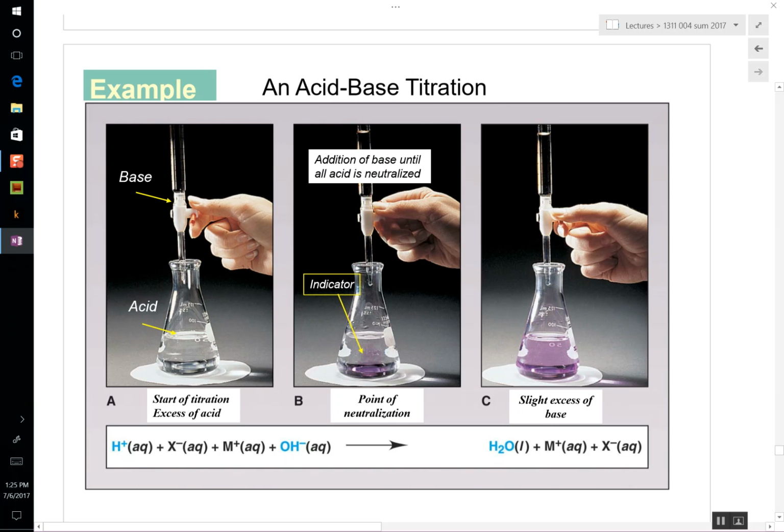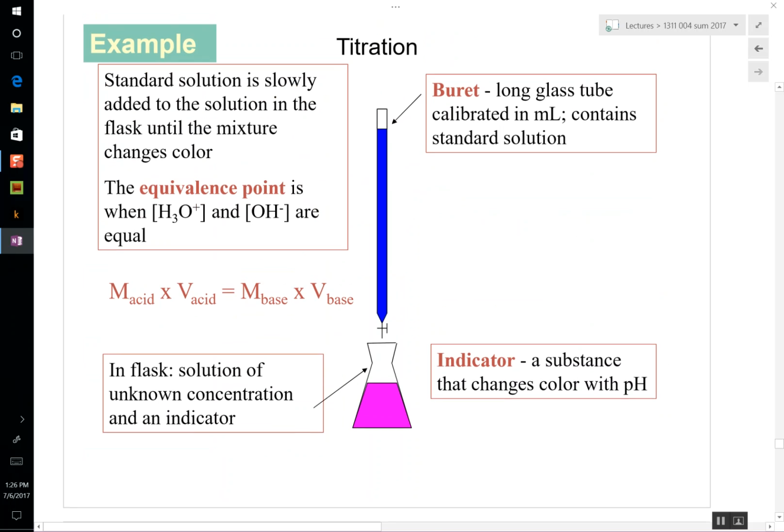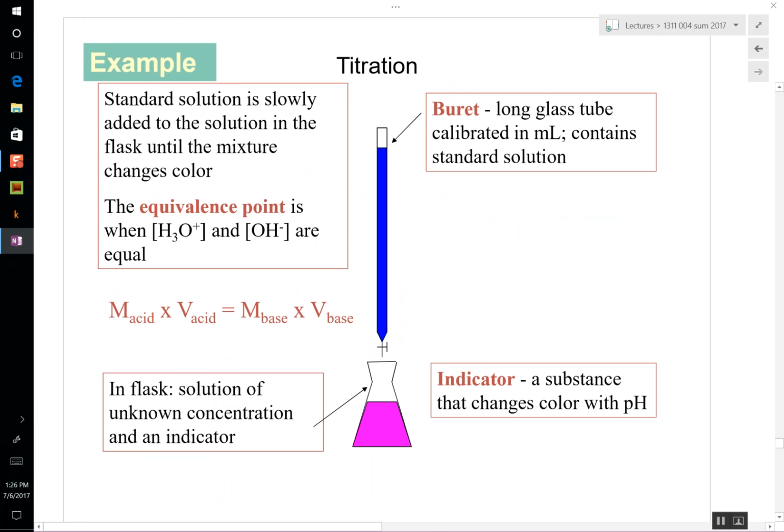You have to stop right there. Don't go past that. Why? Well, that's a real critically important point. That's the end point. And what does that mean? That means that the moles of base that you dripped into the flask is equal to the moles of acid that were there to begin with.